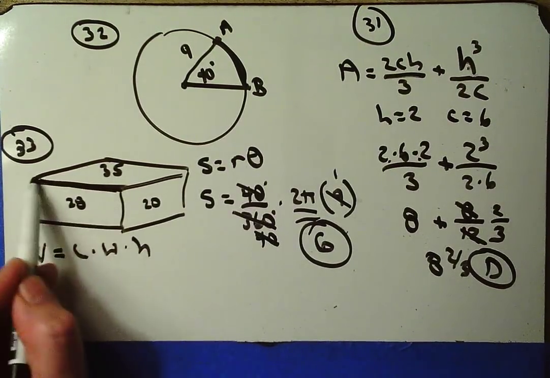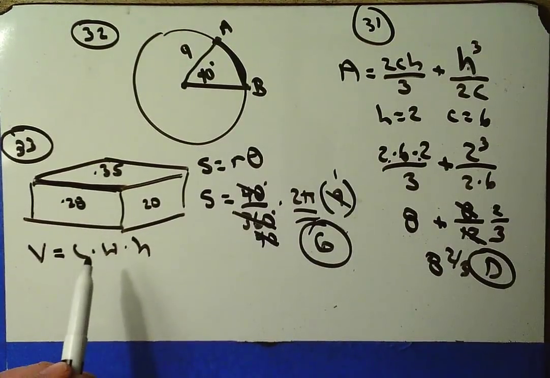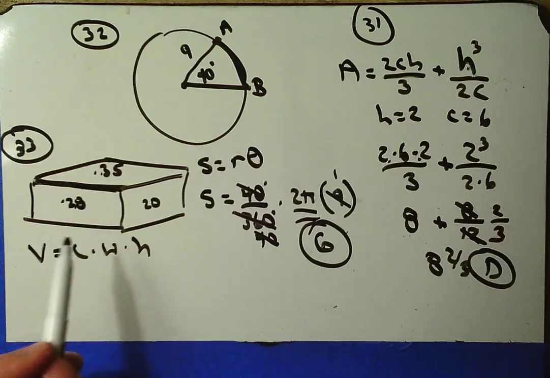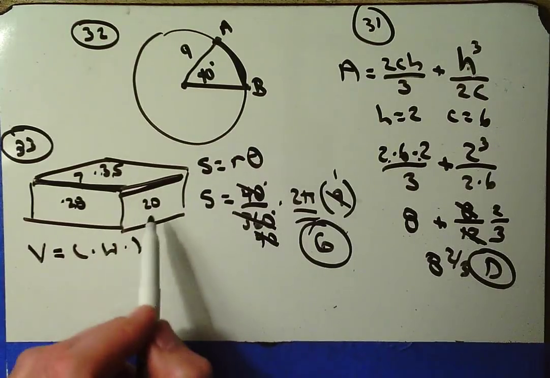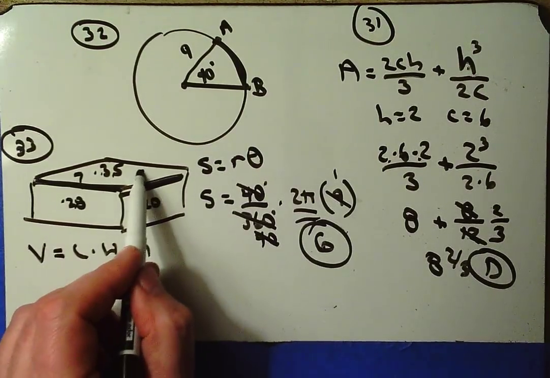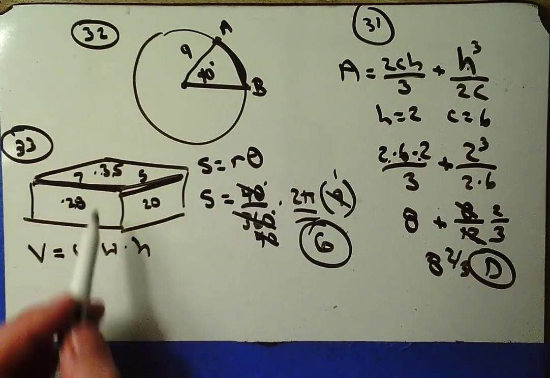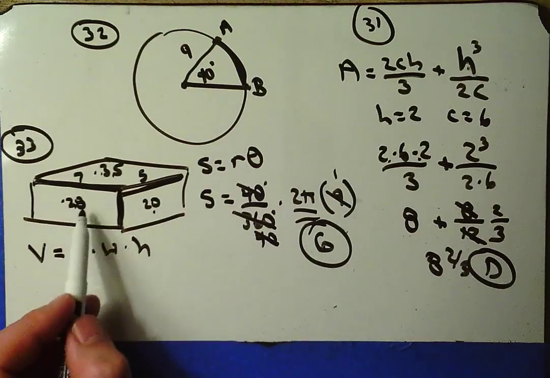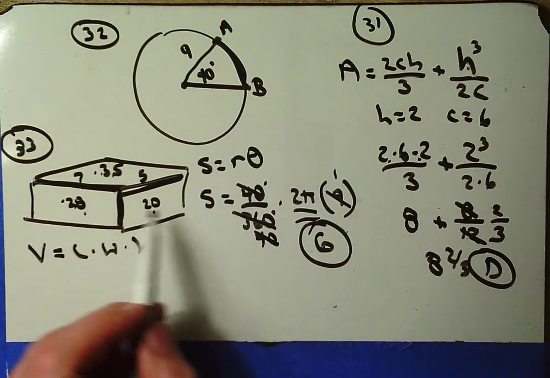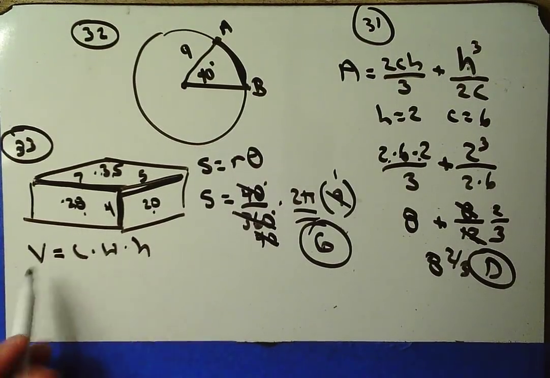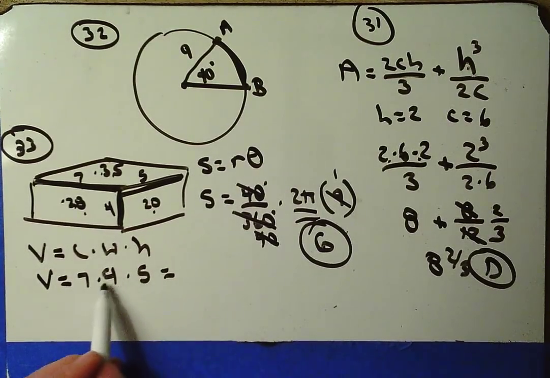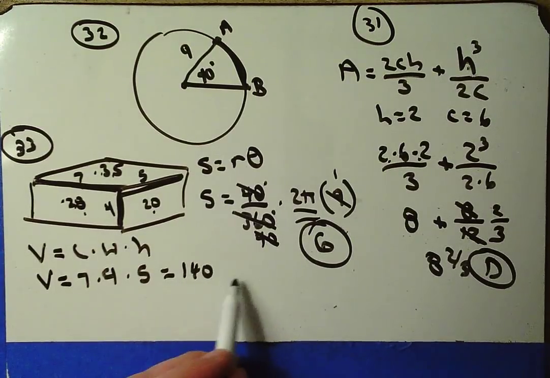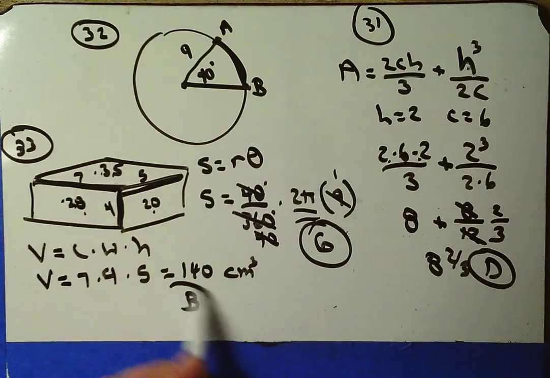Okay, so this number is a factor of both this and this. And I can see that what number goes into both 35 and 28? 7. And this number is a factor of 35 and 20. What number goes into both 20 and 35? 5. And this has got to be a factor of this number and this number. What number goes into both 28 and 20? 4. So my volume is 7 times 4 times 5, or 20 times 7, 140 cubic centimeters, and that's choice B. Okay, 34.